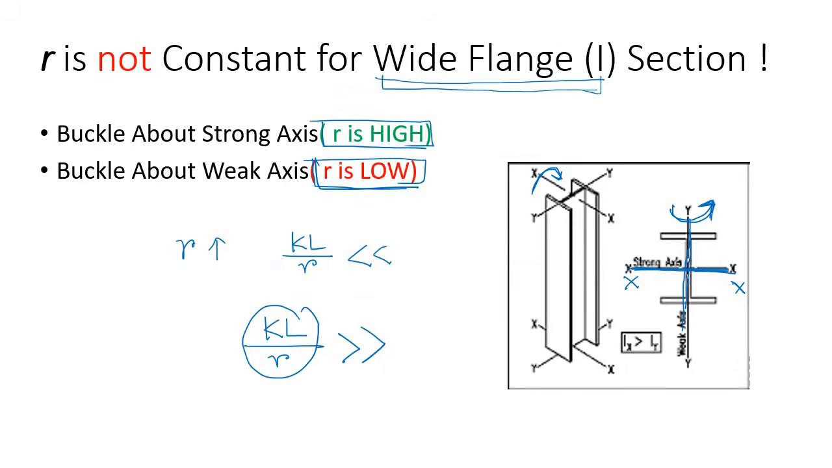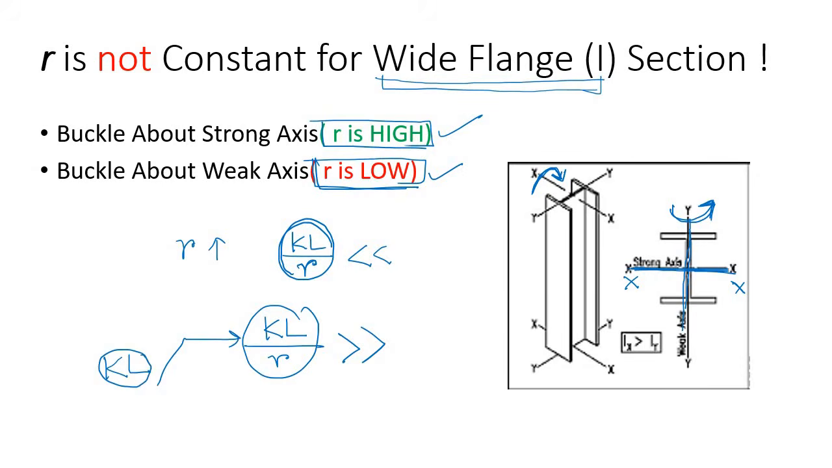So we cannot change this R, because for a particular I section or wide flange section, we will always have two different R values. One is high, another is low. So to maintain the same level of effective length by R ratio, what can we do? We can play with this effective length, right?